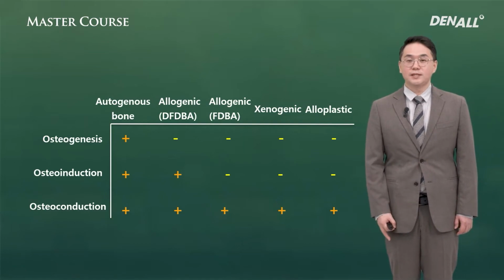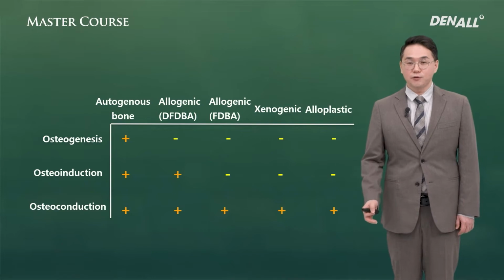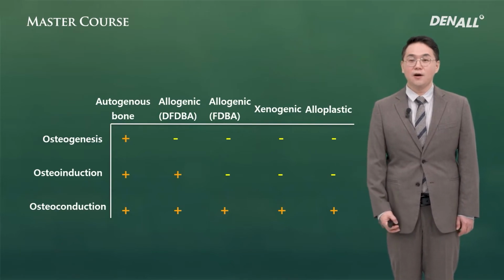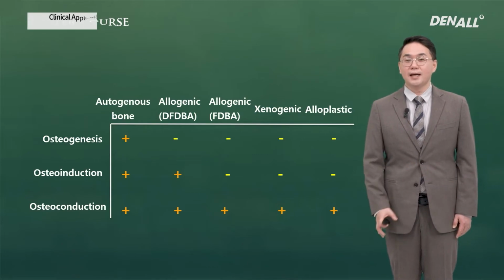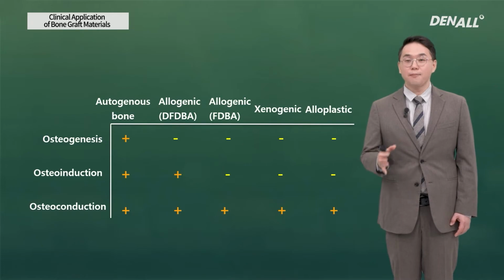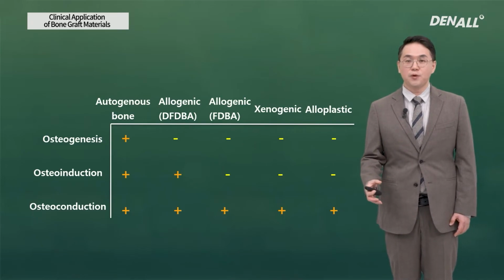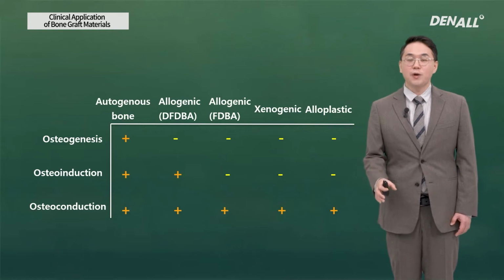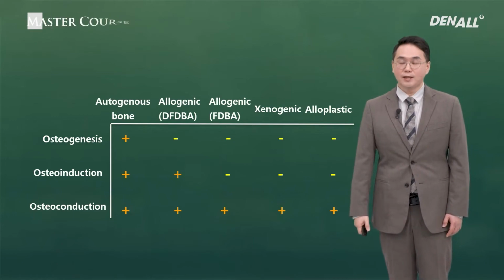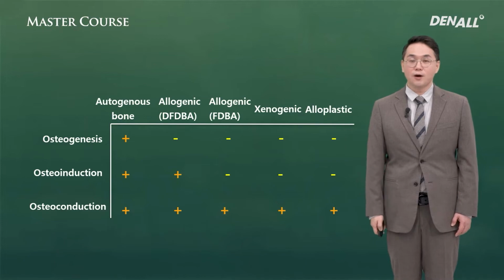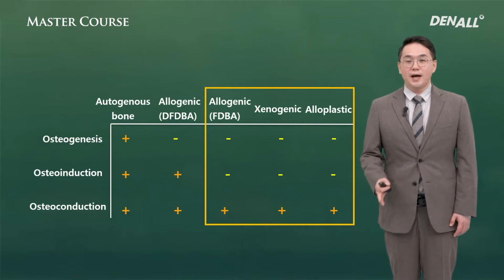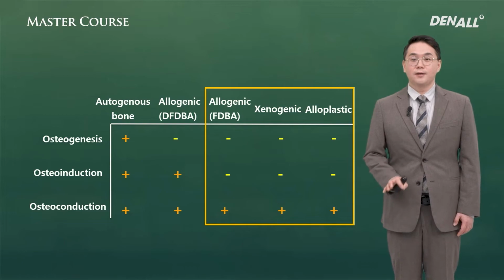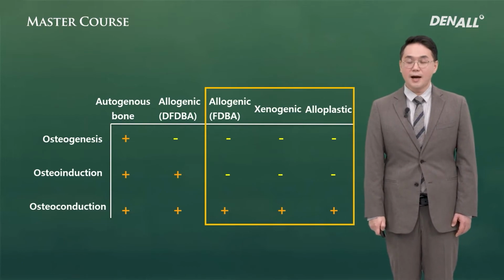However, most bone graft materials, DFDBA, allograft, xenograft, and alloplasts, use osteoconduction. Osteoconductive graft materials do not have a special effect. It is just a scaffolding. Osteoblasts from the surrounding area go into the graft material, and the bone is made inside. There's no role of the graft material. It is just maintaining the space. So when we use xenograft or alloplast, we need to consider the pore structure and porosity.